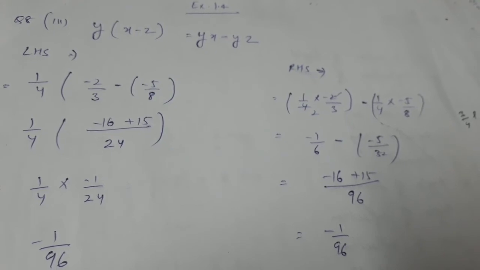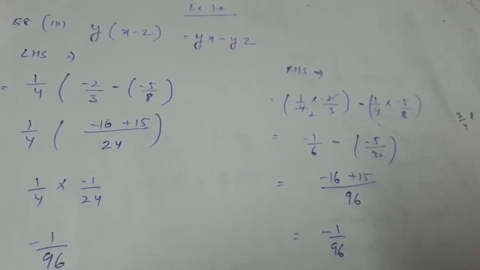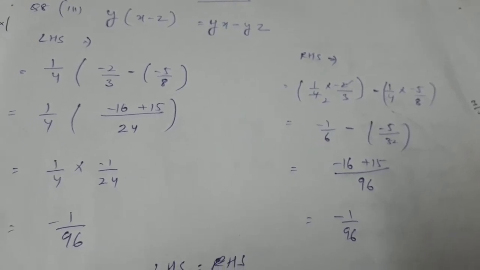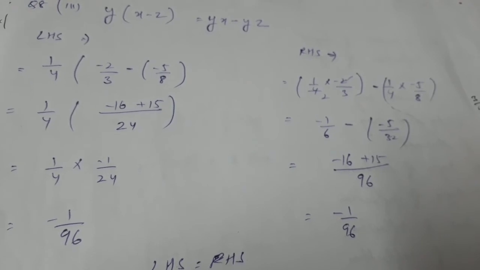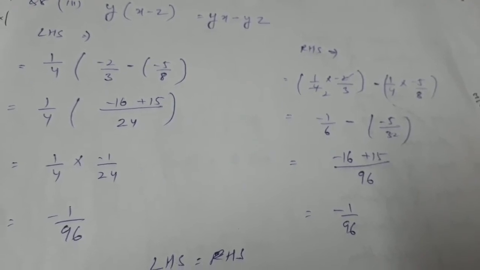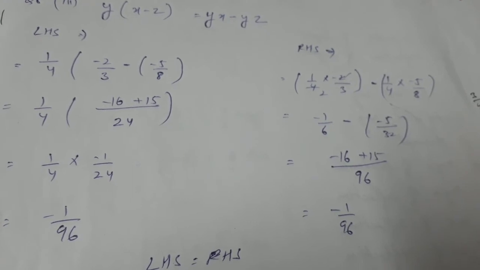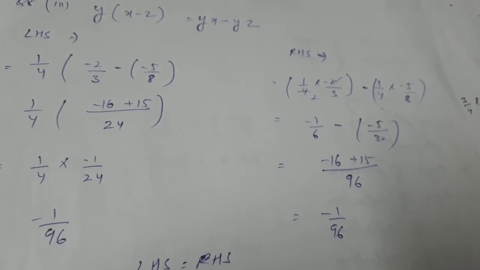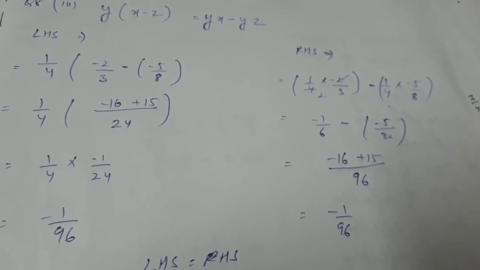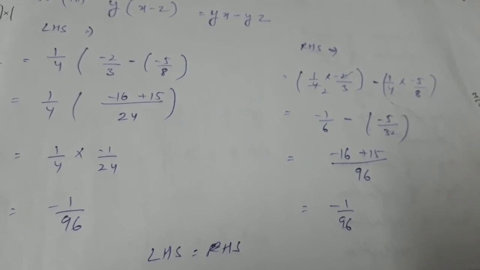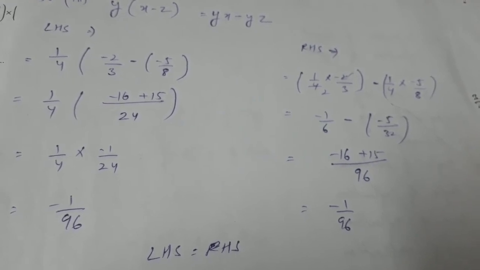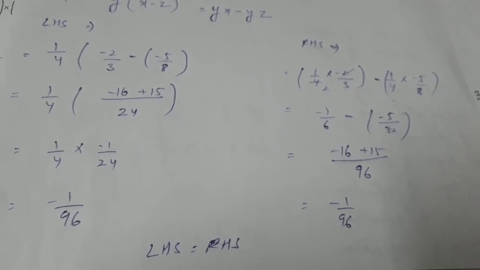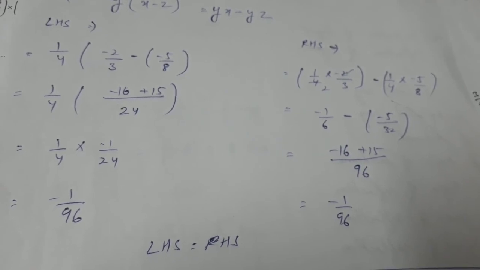In the third part, y within bracket x minus z equals yx minus yz. After putting the values on the left hand side and right hand side, that is 1 by 4 into within bracket minus 2 by 3 minus minus 5 by 8, and on the right hand side 1 by 4 into minus 2 by 3 minus 1 by 4 into minus 5 by 8. After cancellations and solving both sides we will come out as minus 1 by 96 on both sides. So in the third part also left hand side equals right hand side.